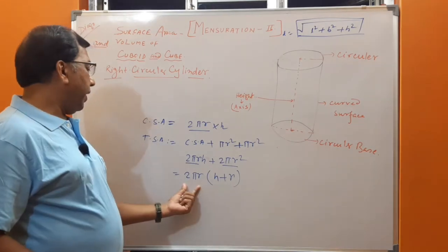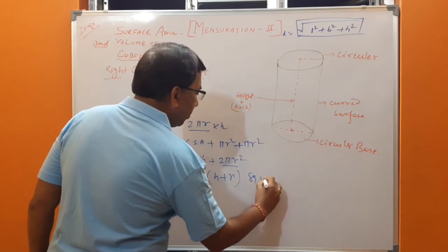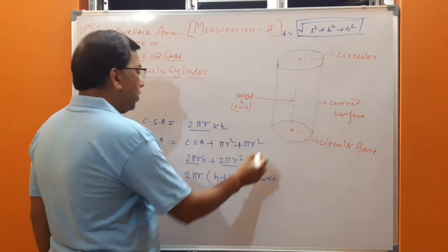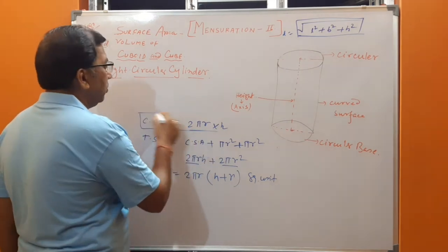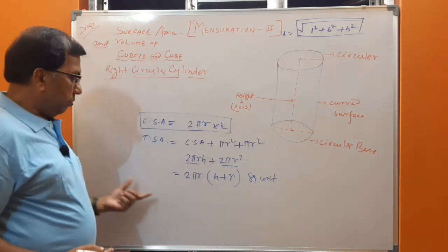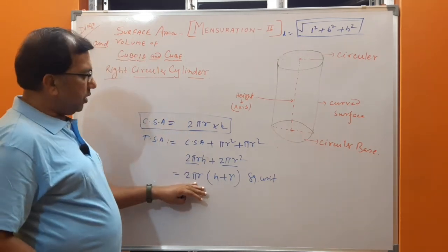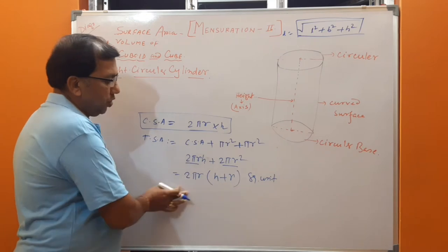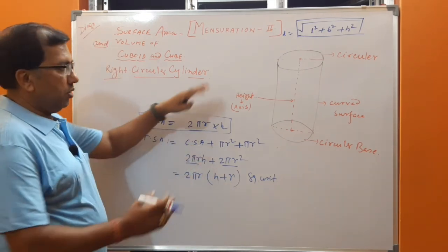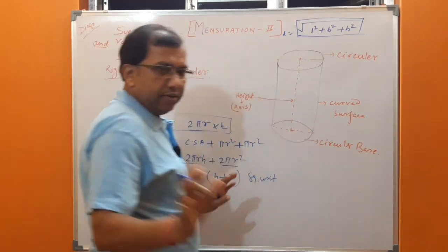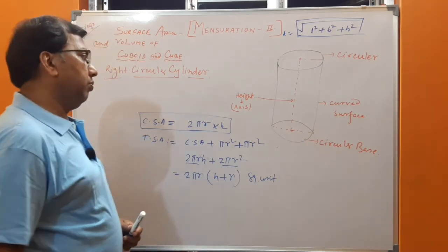Clear? 2 pi r into h plus r. This is in square units. Same thing, curved surface area 2 pi r h is the perimeter into height, and the total surface area is 2 pi r into h plus r. You will remember this, and how it has come from here. This is the curved surface area and the total surface area. Clear? Okay. Now come to the volume.